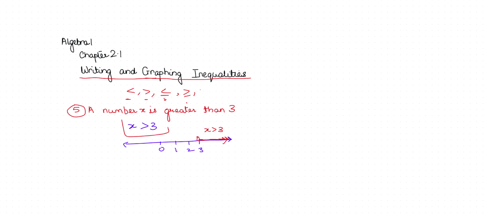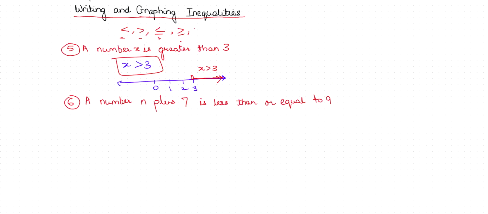Let's do the next question. This is a number n plus 7 is less than or equal to 9. So we will write n plus 7 is less than or equal to 9, and we will use this sign. And how will we graph it?